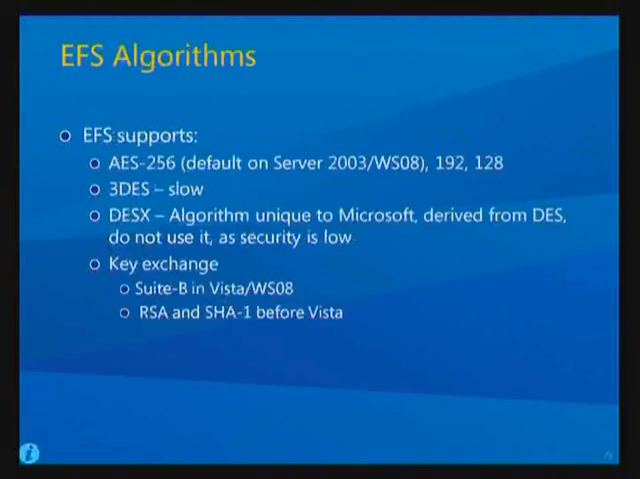EFS uses both old and new. There are a few interesting weirdnesses here. So yes, you can use AES, thankfully 256 or any other version if you want to. You can use triple DES, which I don't recommend on account of speed, and you can even use DESX, which you shouldn't really use because it is a rather unusual algorithm originally created for Microsoft's needs many years ago. I don't like to say derived from DES because it's actually very different from DES, but that's where it originated.